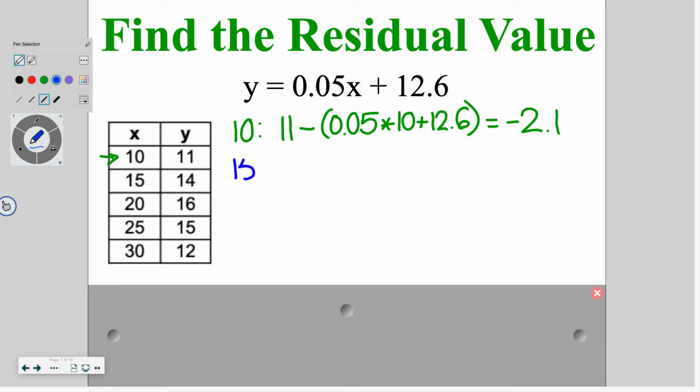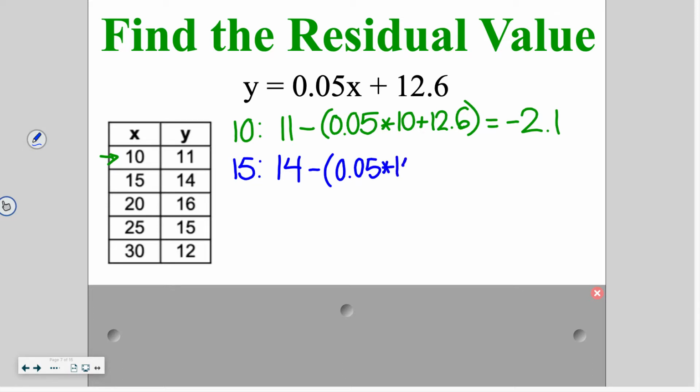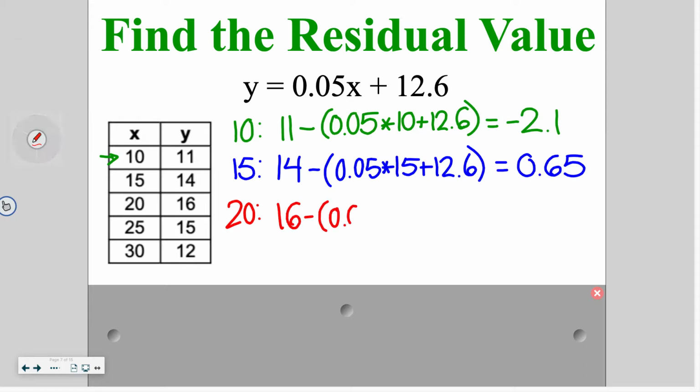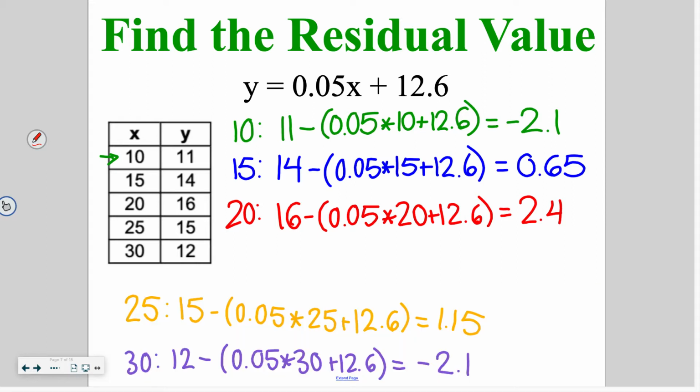The next one, for 15, we've got our actual value of 14, and subtracting off our predicted value, we're going to plug in 15 this time, and that's going to give us a value of 0.65. And then for 20, again, our actual value, and then subtracting off our predicted value, and that is going to give me an answer of 2.4. Go ahead and find the residual for 25 and 30 on your own. For 25, our residual is 1.15, and for 30, we get negative 2.1 again.